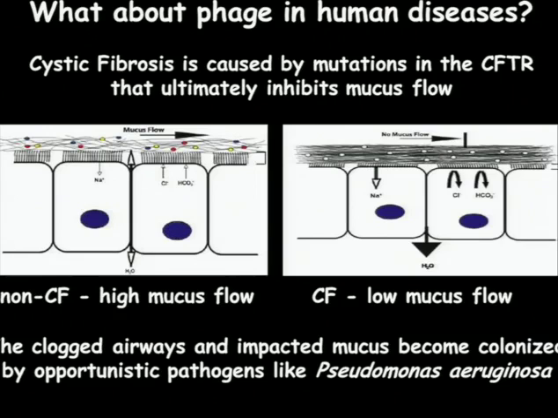In cystic fibrosis, the mutation actually changes that, the hydration of that area, and the mucus impacts down on top of the epithelial cells, and then they get colonized by bacteria. And then, of course, this is kind of the classical one that everybody knows is Pseudomonas aeruginosa.